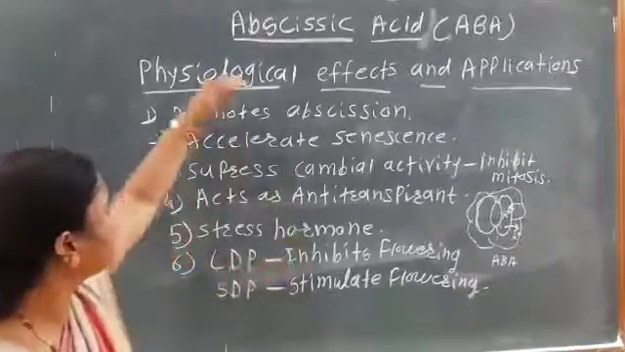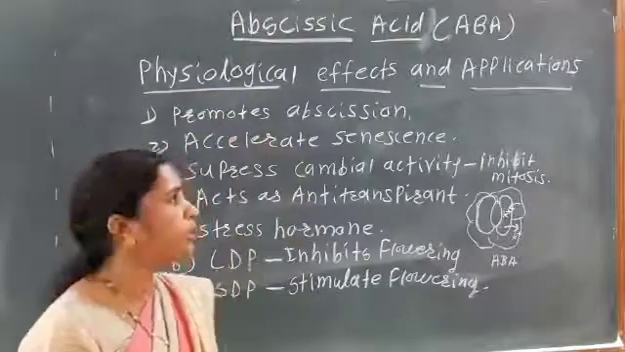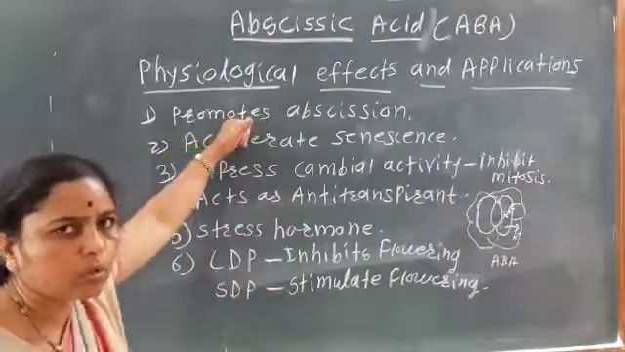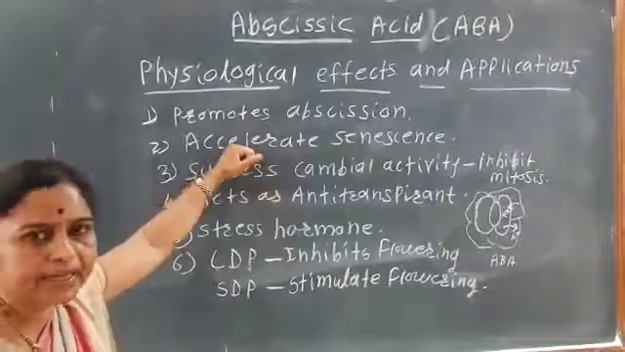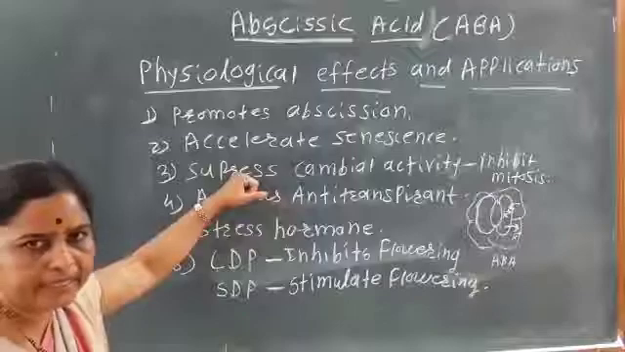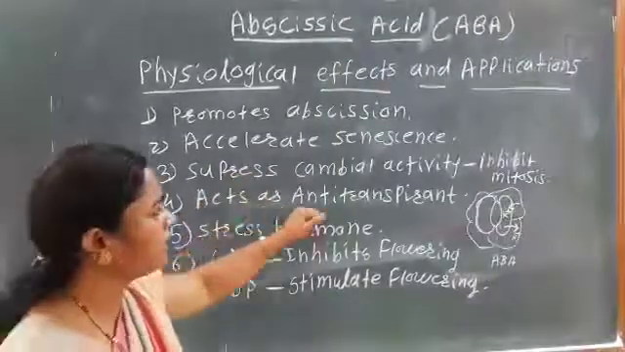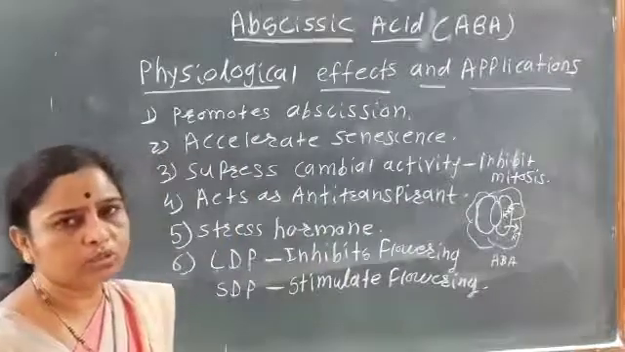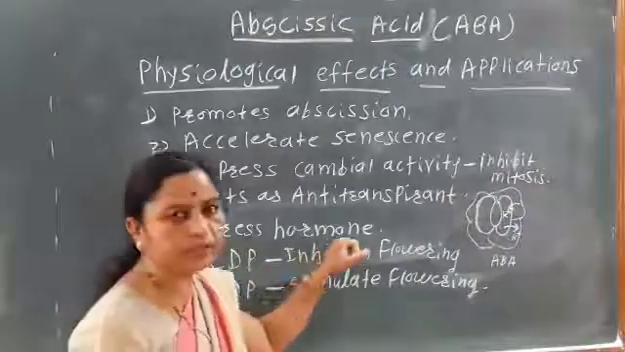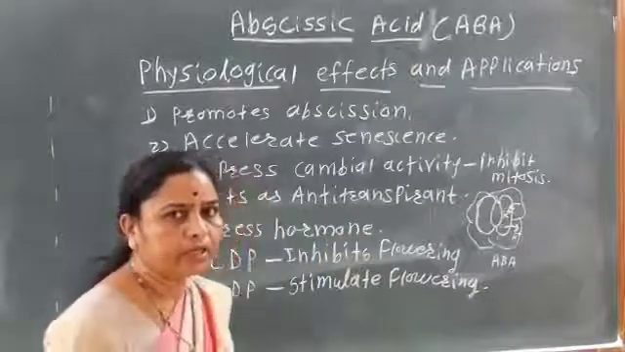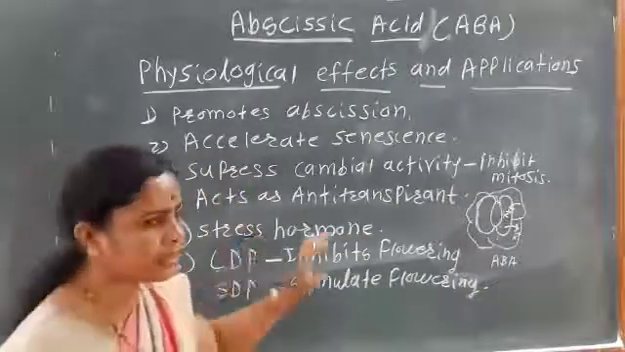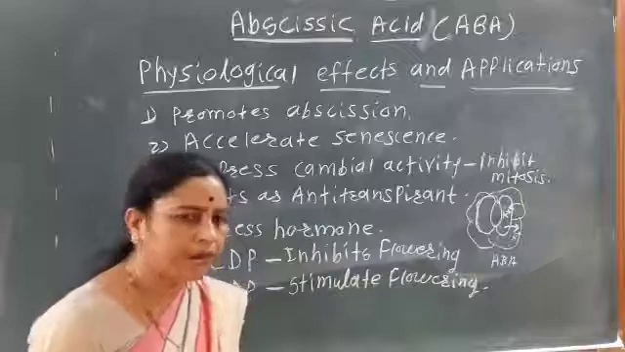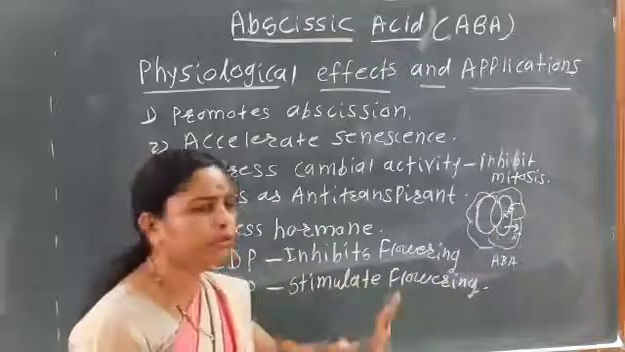That is, these are the physiological effects and the applications of the abscisic acid. The abscisic acid mainly promotes the abscission, most important physiological effect. Then it accelerates senescence, and then suppresses the cambial activity, that is, it inhibits mitosis. Then it acts as an anti-transpirant, म्हणजे इथं ट्रान्सपिरेशन ते होऊ देत नाही, that is, it helps to close the stomata. And then stress hormone in the adverse environmental condition, that is during the drought condition. And then in LDP, long day plant, it inhibits the flowering, while in SDP, short day plant, it stimulates the flowering.